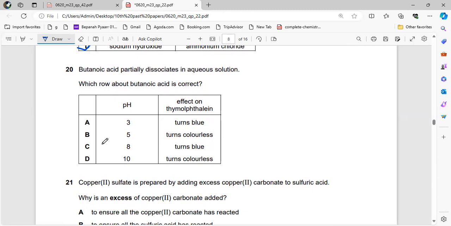Butanoic acid partially dissociates in aqueous solution. Which row about butanoic acid is correct? In the question itself, they have said that it partially dissociates. Okay, it means it is having a lower pH. Sorry, it is having a higher pH. Now, the pH given here, we have 3, 5, 8 and 10. Now, 3 is a bit acidic in nature. We have 5, which is less acidic or weakly acidic. Next, we are having 8 and 10, which are basic in nature. Okay. So, we have this option B, which is having pH 5 and that turns colorless.